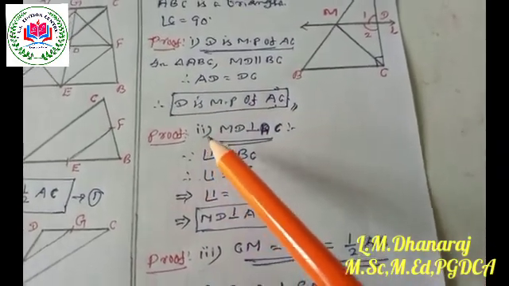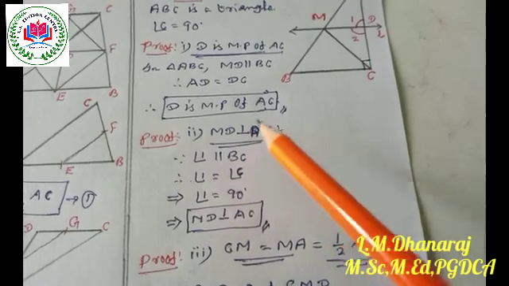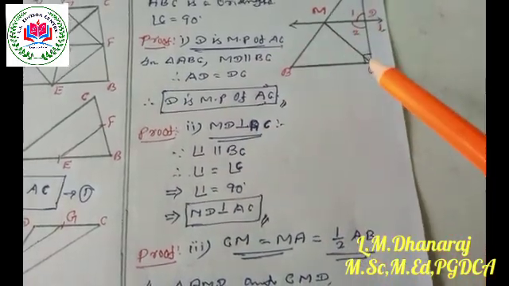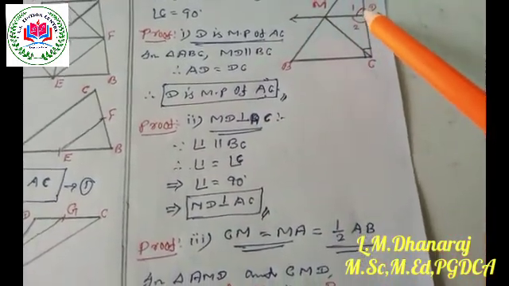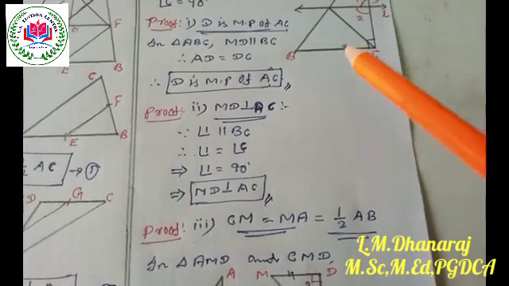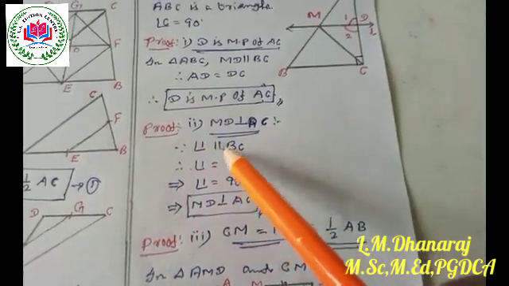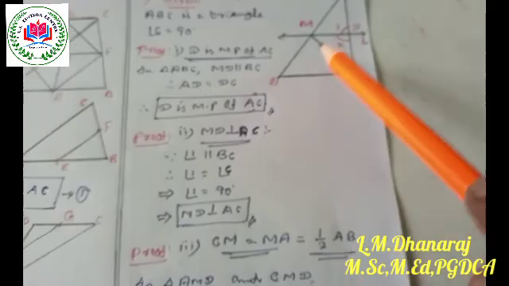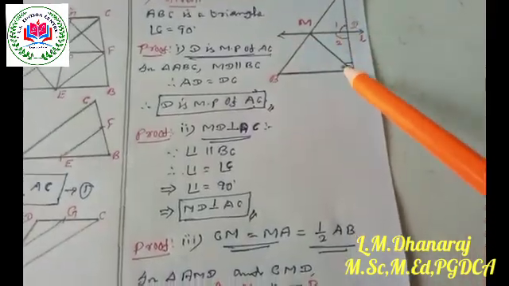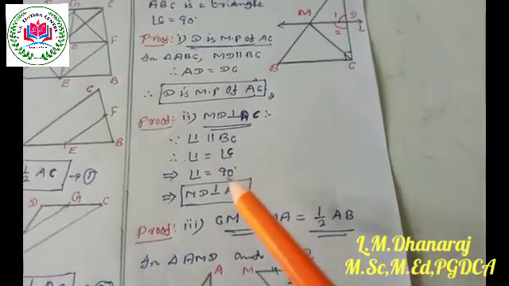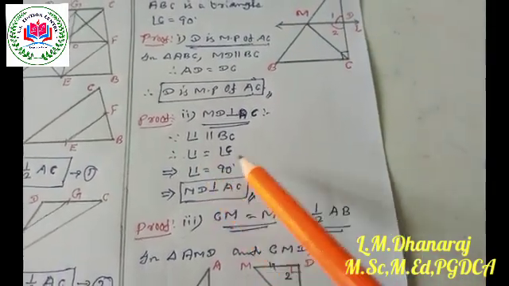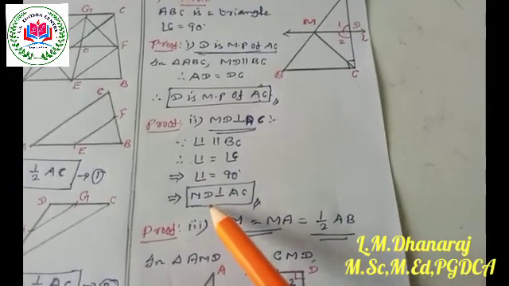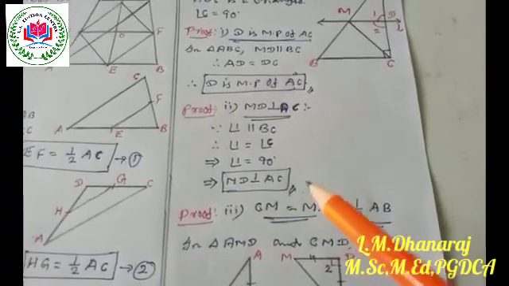For the proof of subdivision 2, MD is perpendicular to AC, which means angle 1 and angle 2 should be 90 degrees. Since MD is parallel to BC, this proves that angle 1 is equal to angle C, those corresponding angles. Therefore, angle 1 is equal to 90 degrees. This proves that MD is perpendicular to AC.